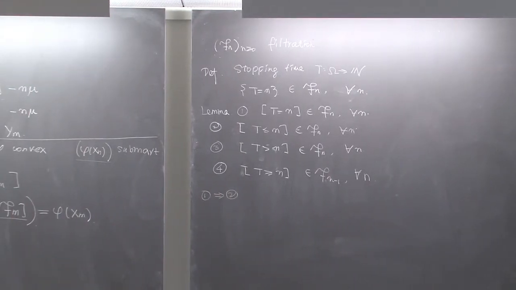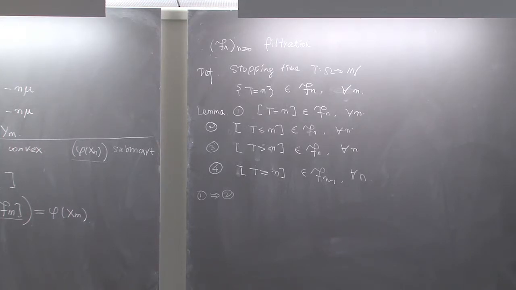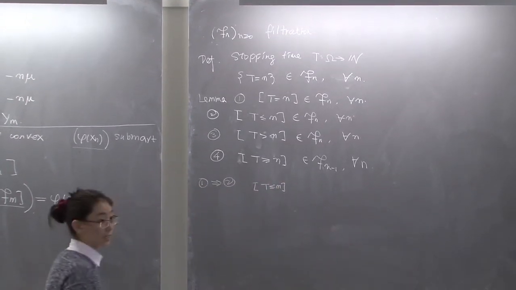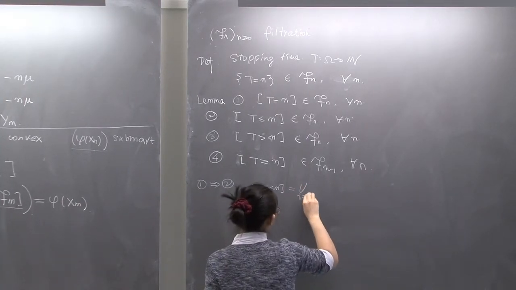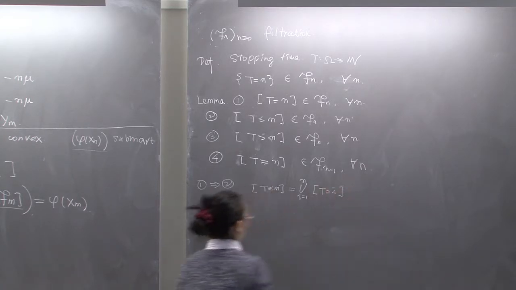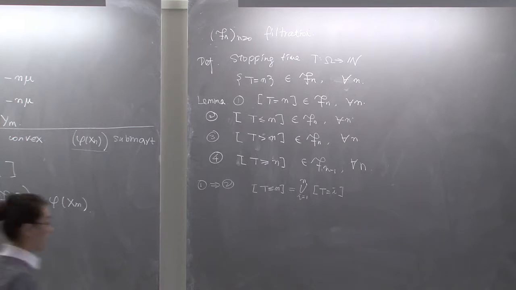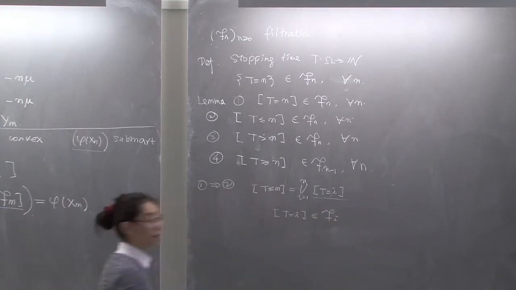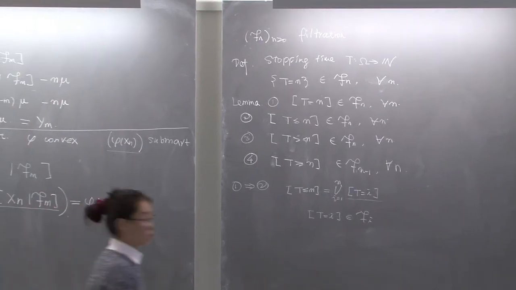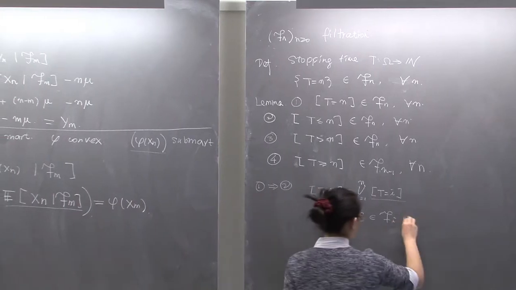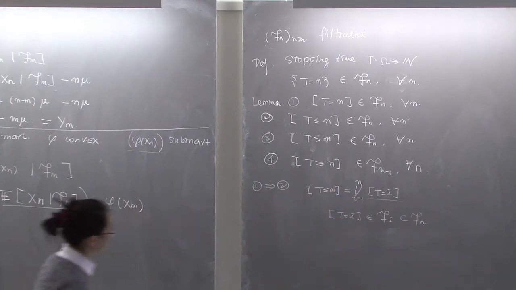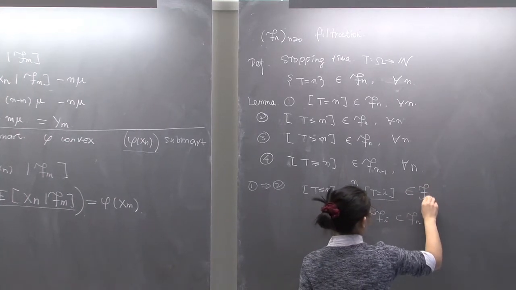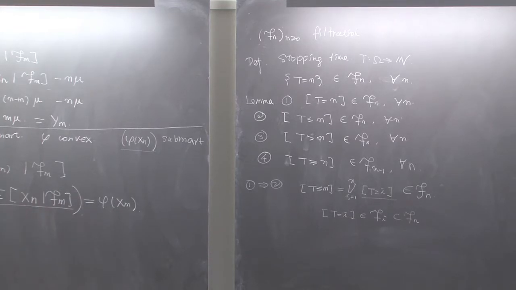So first implies the second. Suppose we have the first condition for this random variable T. Then we need to check the event T less than or equal to n. This can be decomposed into the union over i from 1 to n of T equals i. For each i, we know that T equals i is contained in Fi, by the first condition. And since our filtration is an increasing sequence of sub-sigma algebras, Fi is contained in Fn. So this tells us that for each i, T equals i is contained in Fn. Now of course, the union of all of them is also contained in Fn. So this tells us the first condition implies the second.